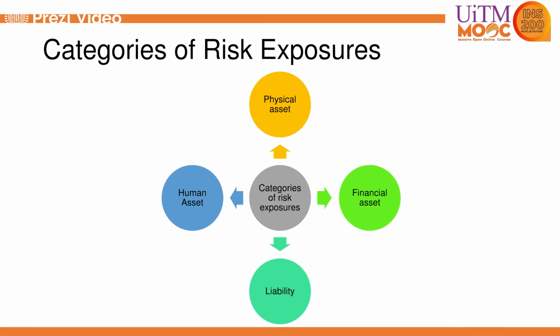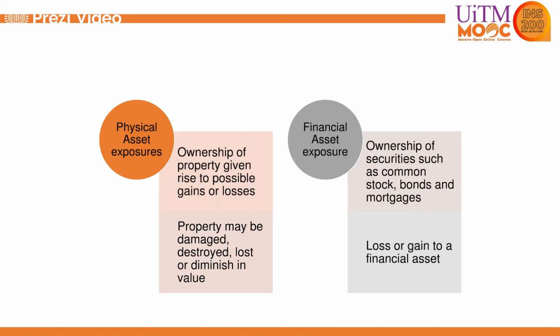Okay, next one we will look at the categories of risk exposure. We have four here: physical asset, financial asset, liability and human asset. The first one is physical asset exposure. For every person who owns an asset, there are certain risk exposures on that asset. That is why ownership of property gives rise to possible gain or losses.